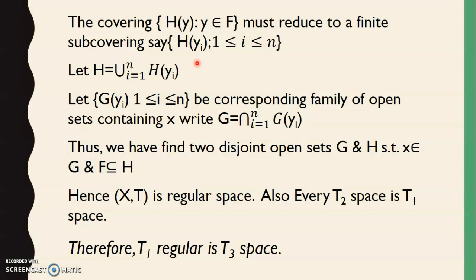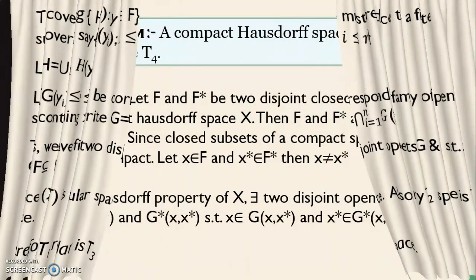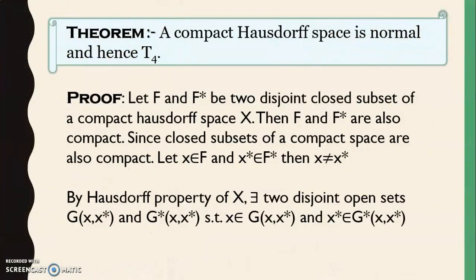Also, every T2 space is a T1 space. Therefore, a T1 regular space is a T3 space. Let us come to the next theorem, in which we have to prove that a compact Hausdorff space is normal and hence T4. A topological space is said to be a normal space if and only if it satisfies the axiom, that is, if F1 and F2 are two disjoint closed subsets of X, then there exist two disjoint open sets, one containing F1 and the other containing F2.